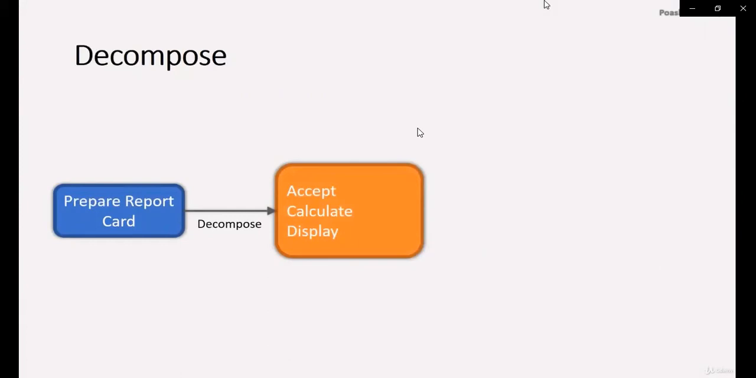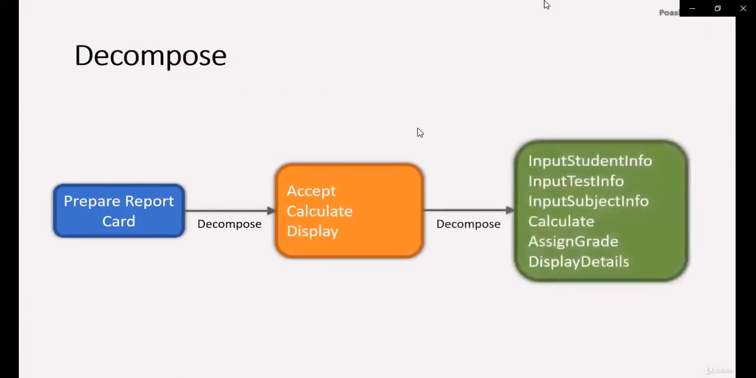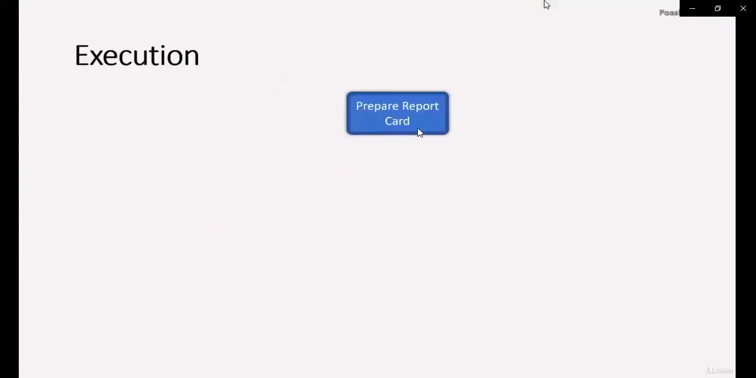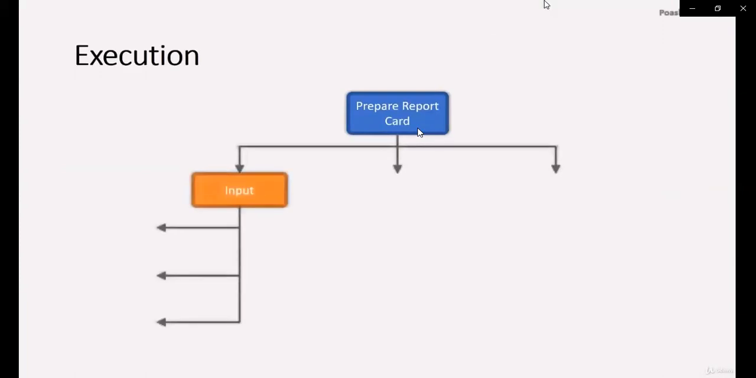So let's apply algorithmic decomposition to this problem. What we want is to prepare a report card, and this is the big picture that we have. So we will decompose this. For the software to prepare the report card, it needs data. That's why the first thing is to accept the data from the users. Once the data has been accepted, it will be used to perform the calculations, and after that the output of the calculation will be displayed. So this is all about the things which will be required.